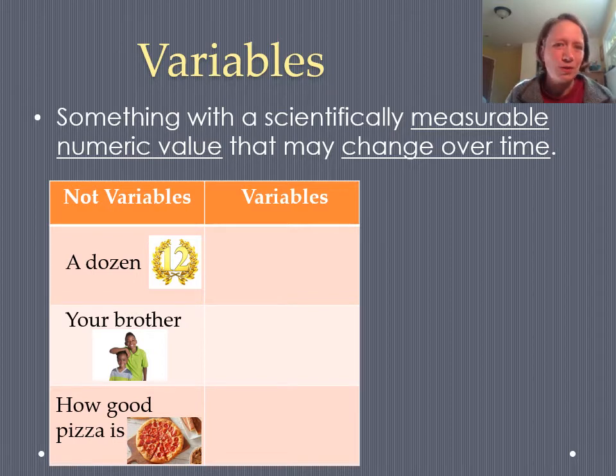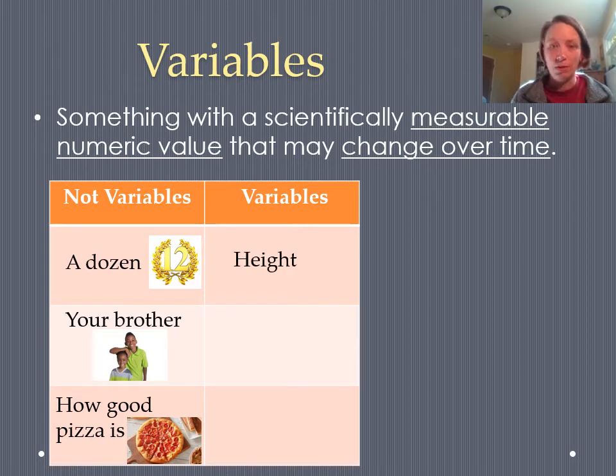Another one that comes up often is something like how good a piece of pizza is. The problem with this is not that you couldn't assign a number value to it. I could say, on a scale of 1 to 10, what's your opinion? But the problem is that it's an opinion. It's not scientifically measurable. There's no tool that would create reliable data on how good a pizza is. So even though it could be a number and it could change over time, it's not scientifically measurable, so we wouldn't consider that a variable.